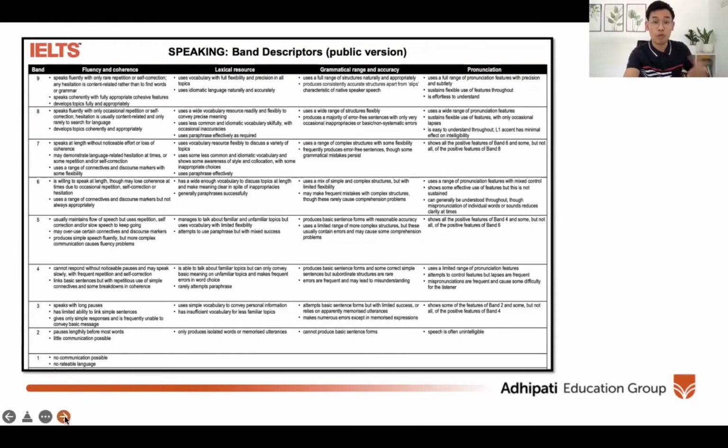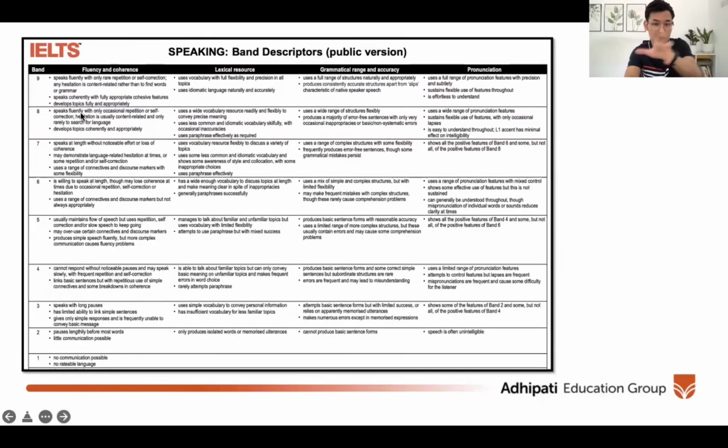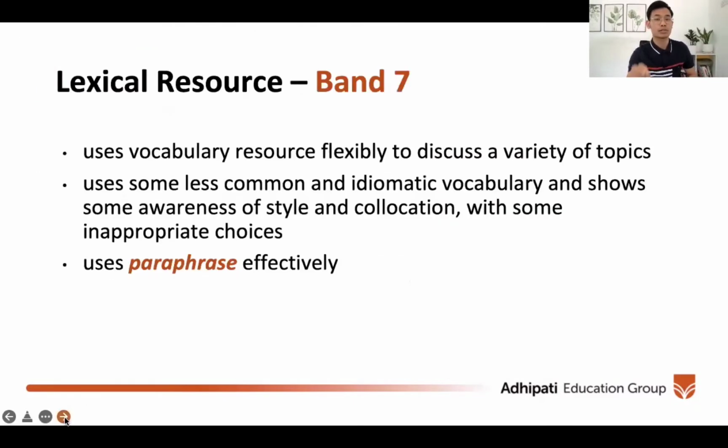Today, I'm going to focus on the lexical resource, right? As you have seen, there are four points: fluency and coherence, lexical resource, grammatical range and accuracy, and pronunciation. Let's focus on lexical resource today because the strategy that I'm going to give you is related to it. It says that if you want to achieve a band 7 in lexical resource of the IELTS speaking, you need to do these things, right?